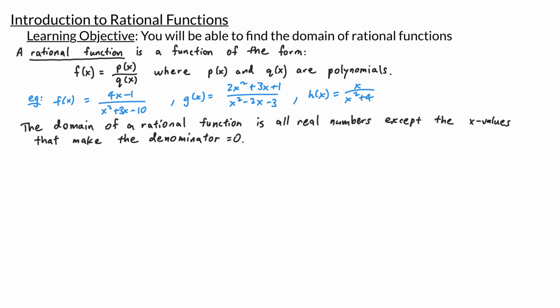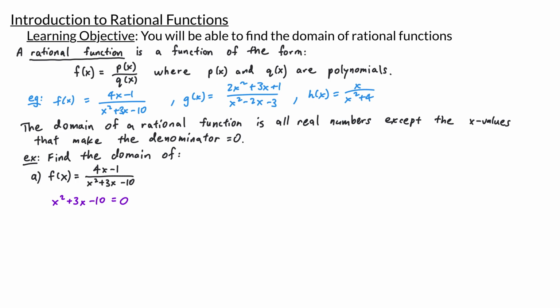Let's go back to our three examples of rational functions and try to find their domains. So first, let's try to find the domain of the function f of x equals 4x minus 1 divided by x squared plus 3x minus 10. The domain of this function is all real numbers except for the x values that make the denominator equal to 0. So how do we find those x values? Well, all we have to do is set the denominator equal to 0 and solve for x. So we have x squared plus 3x minus 10, set that equal to 0, and solve this equation.